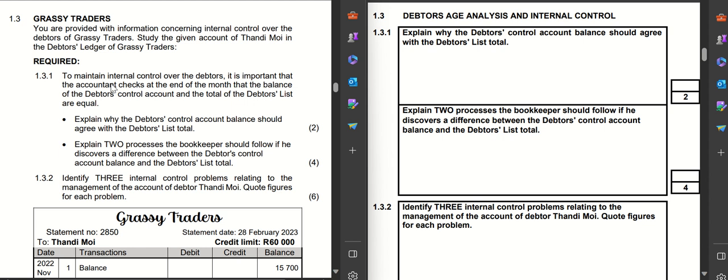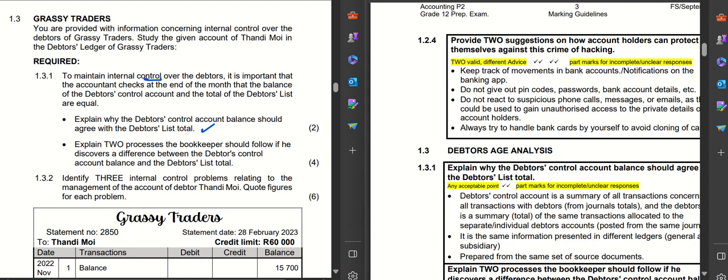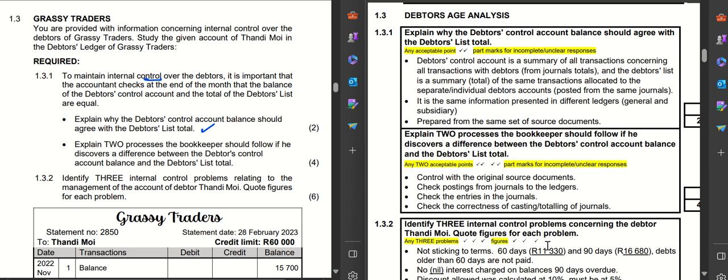To maintain internal control over the business, it is important that the accountant checks at the end of the month that the balances of the debtors control account and the debtors list are equal. Explain why the debtors control balance should agree with the total of the debtors list. Why should they agree? Okay, so I'm not going to waste time trying to write that. We're just going to step right into what the examiner gave us as options.